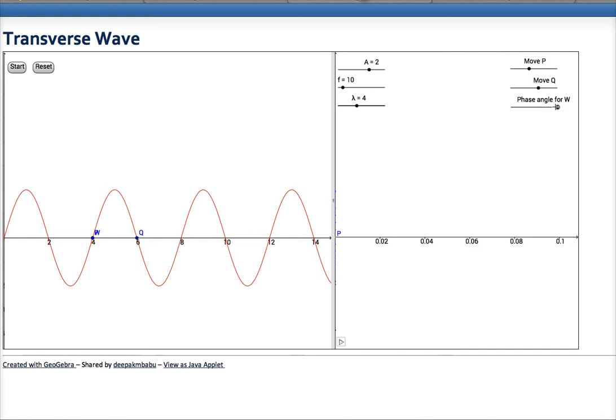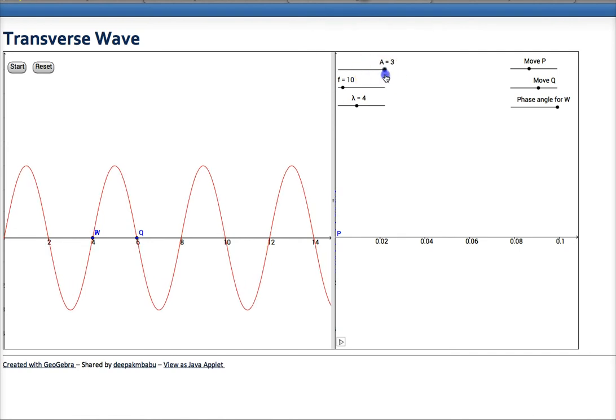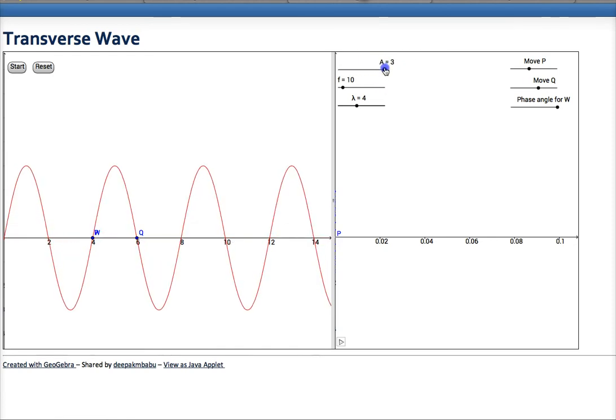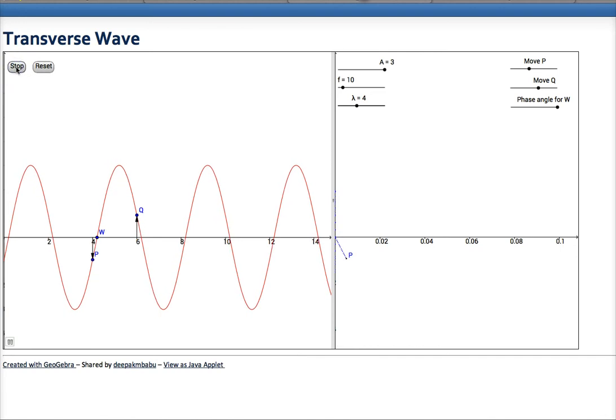Remember, in this case we had got a value of 40 meters per second. Alright, I'm going to change the amplitude now to 3 meters. Okay, as you can see, what does the amplitude do? It changes the height, the extent to which motion occurs on either side of this black line. So I'm going to change it to 3. And I'm going to press start and stop after one cycle. Here we go.